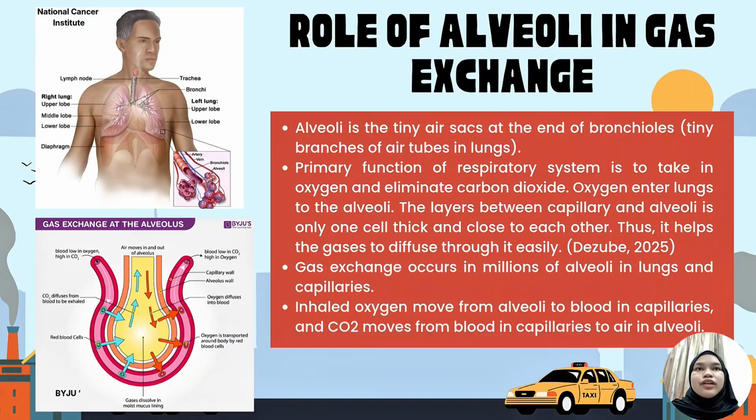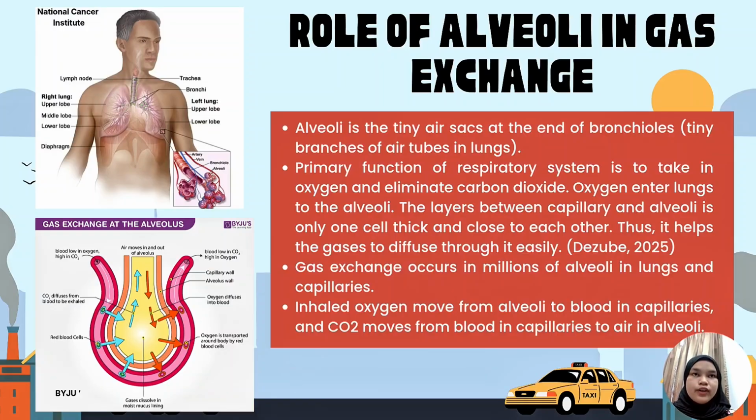Now, let's talk about the role of alveoli in gas exchange. Alveoli are the tiny air sacs at the end of bronchioles, which are the tiny branches of air tubes in the lungs. The primary function of the respiratory system is to take in oxygen and eliminate carbon dioxide. Oxygen enters the lungs to the alveoli, and the layer between capillary and alveoli is only one cell thick and close to each other. Thus, it helps the gases to diffuse through easily. Gas exchange occurs in millions of alveoli in the lungs and capillaries. Inhaled oxygen moves from the alveoli to blood in capillaries, and carbon dioxide moves from blood in capillaries to the air in alveoli.